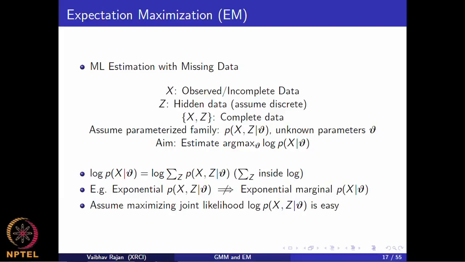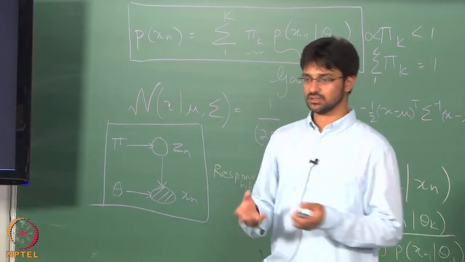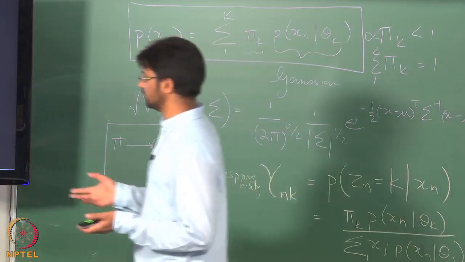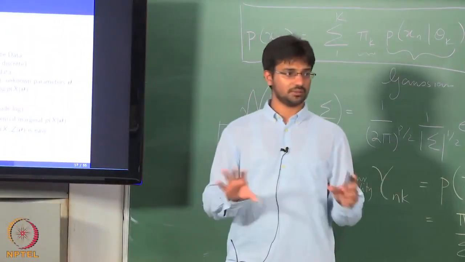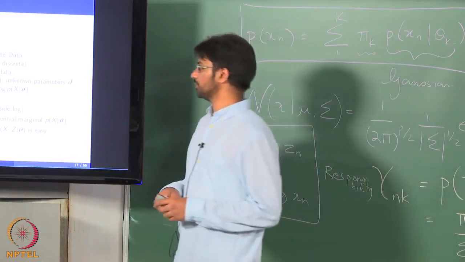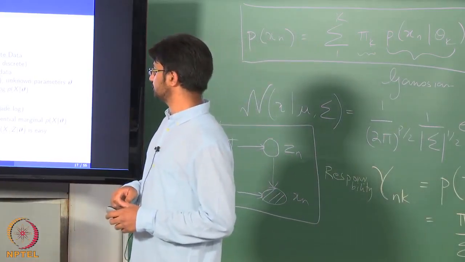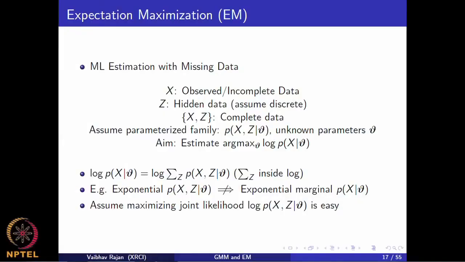This is expectation maximization. It is a way to do maximum likelihood estimation. Initially it was proposed as a way to do maximum likelihood estimation when you have missing data. Suppose you are given data x, which is what you observe and is known to be incomplete, with some values missing, and you want to get the maximum likelihood estimates of the parameters, which are unknown.